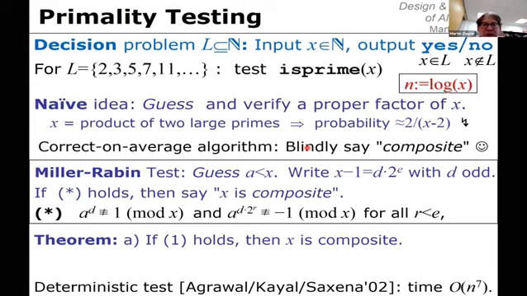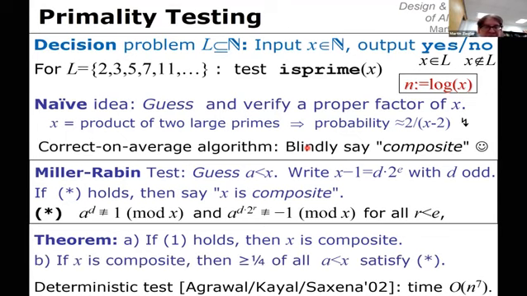So let's look at this mathematical theorem. If property star holds, then x is composite, but not necessarily vice versa, which means that this test is a test with one-sided error. Whenever the test says the number is composite, then it is correct. But when the test says that the number is a prime number, that might be wrong. And so we're interested in analyzing the error probability of that test, the probability of a false positive, the probability that the test says the number is prime, although actually it's not.